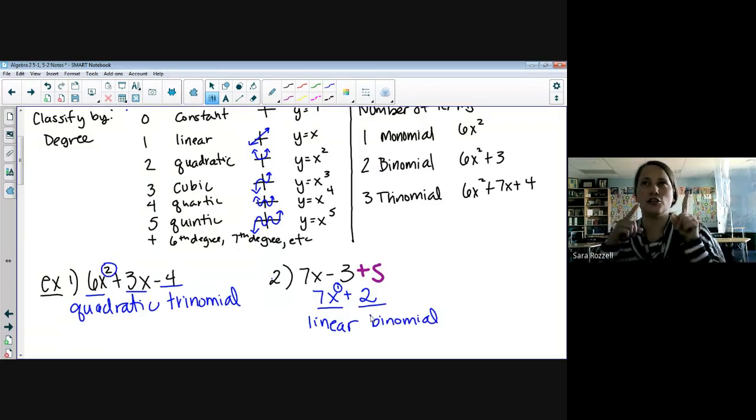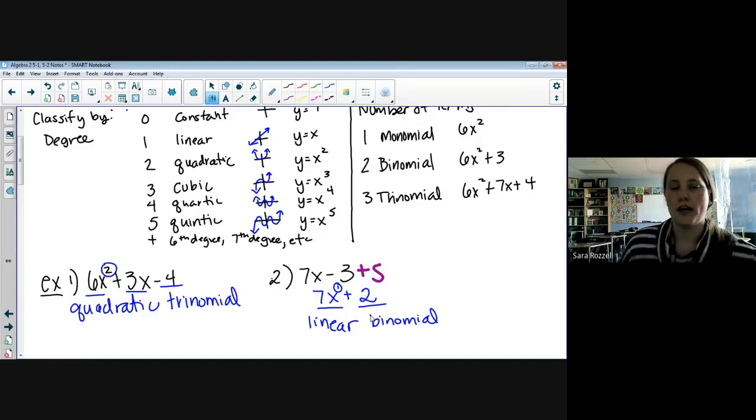So first thing, check, make sure there's nothing you need to combine. Second thing, find the degree. Third, count the number of terms. Thumbs up if you're good separating the difference between a degree and a number of terms. Okay. All right, so that is the first part of this lesson.